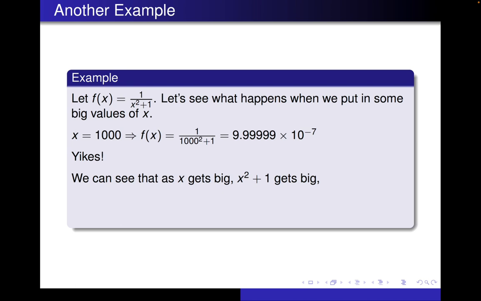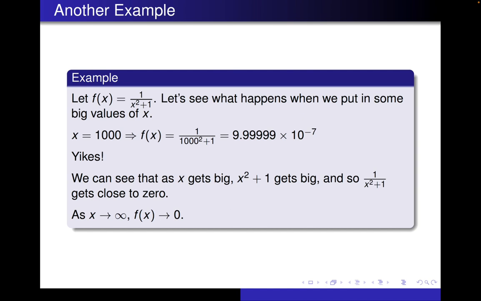We square it and add 1, that makes it even bigger. We take that reciprocal, it's going to get teeny tiny, very close to 0. Which tells us that in this case, as x goes to infinity, f of x doesn't go to infinity or negative infinity, it actually goes to 0.